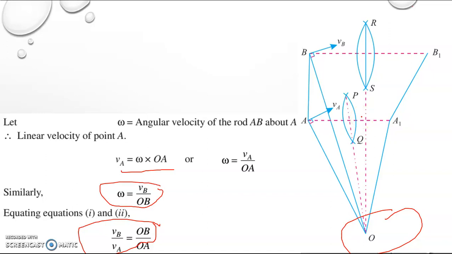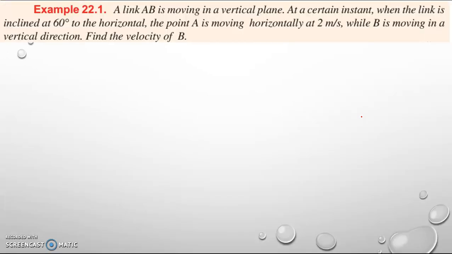We'll get a clear idea how it works. A link AB is moving in a vertical plane at a certain instant. The link is inclined at 60 degrees to the horizontal. Point A is moving horizontally at 2 meters per second. Point B is moving in a vertical direction. Find the velocity of B.